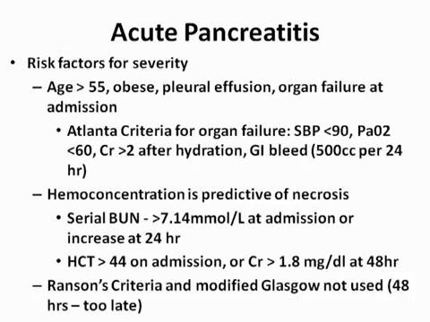Risk factors for severity of pancreatitis include age over 55, obesity, pleural effusions, organ failure at admission, and Atlanta criteria for organ failure are seen on the slide. Hemoconcentration is also predictive of necrosis, and this may be delineated by taking serial BUNs and also assessing the patient's hematocrit. Ranson's criteria and modified Glasgow scales are no longer used, as oftentimes it takes over 48 hours to calculate this, and it's a more complicated system.